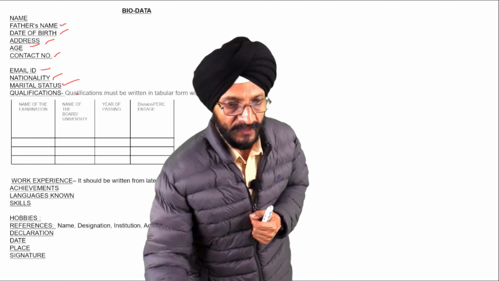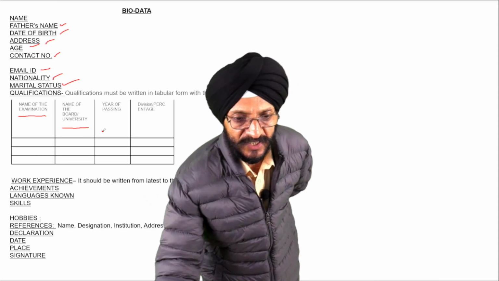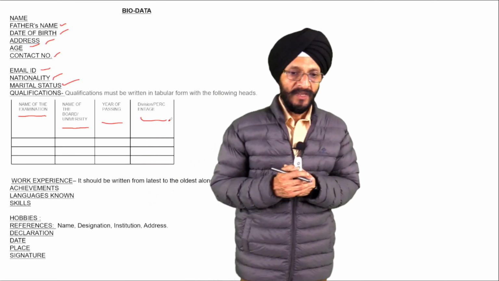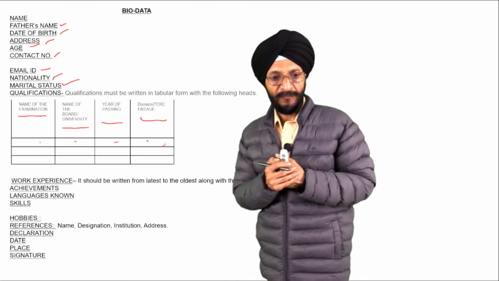Then you have to mention your qualifications in a tabular form. You can see here that here is written name of examination, name of the board or university, year of passing, division or percentage of marks, and then you have to fill all these columns as per your degrees or courses which you have obtained or earned.